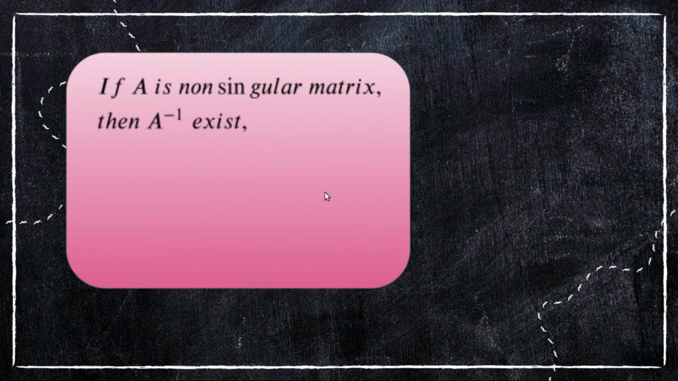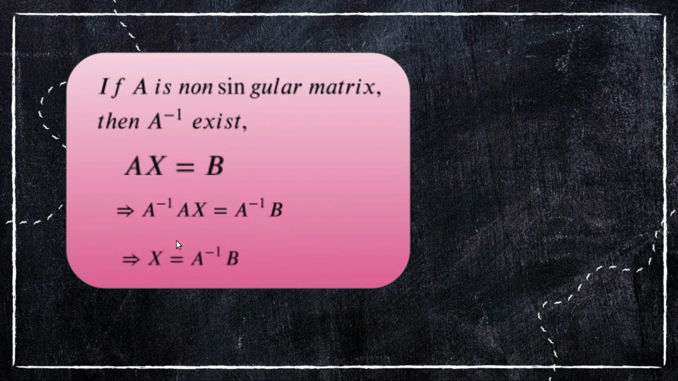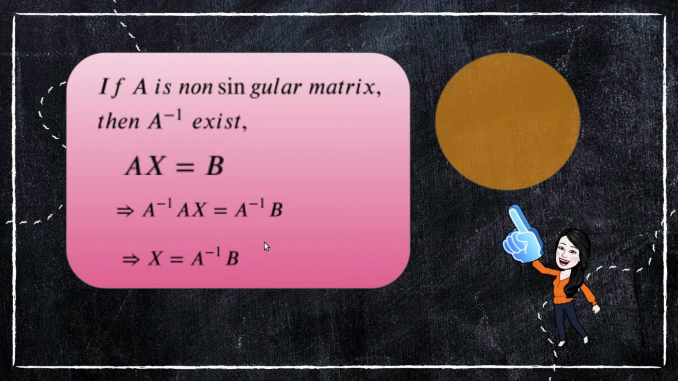If A is a non-singular matrix, then A inverse exists. If determinant A not equal to 0, we can find A inverse. And here the equation is Ax equal to b. Multiplying both sides by A inverse, we get A inverse Ax equal to A inverse into b. So A inverse into A is I, I into x is x, so x equal to A inverse b. Now this is a very important equation, x equal to A inverse into b. Write this equation in your formula book.